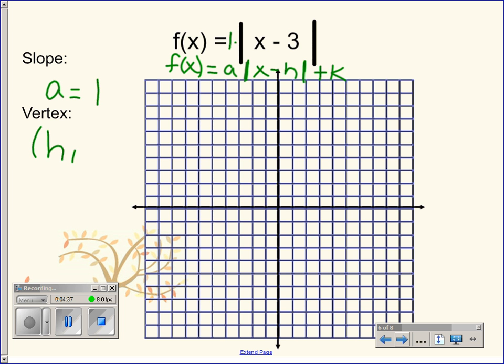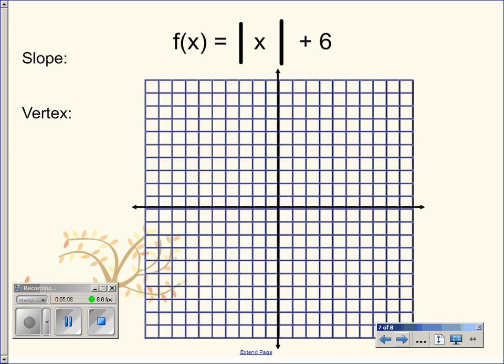I need h, k for my vertex. I see negative 3, so I know that my value of h is positive 3. And k, there's nothing back here. We're not adding on. So we're literally adding 0, which means the value of my k is 0. I'm going to plot my vertex at 3, 0, and use my slope of 1 to get me additional points. So there's half of my V, and there's the other half of my V.